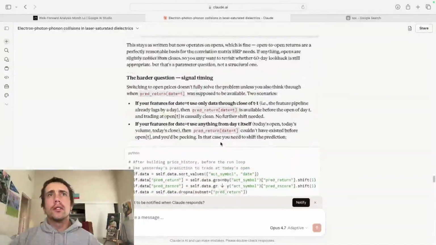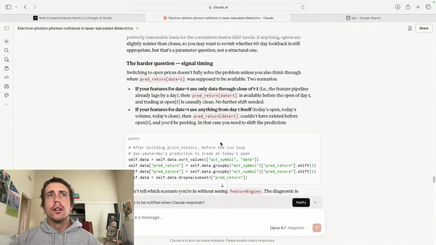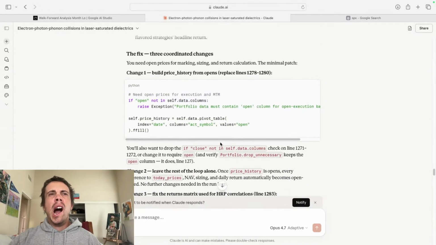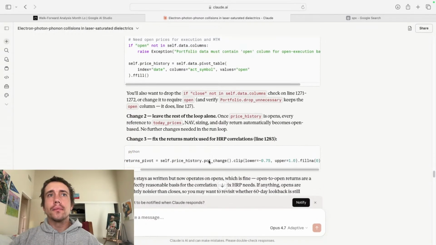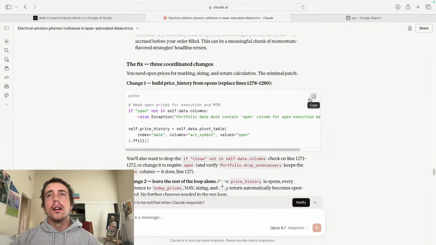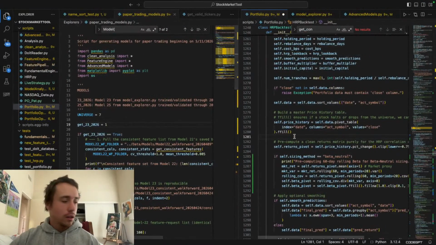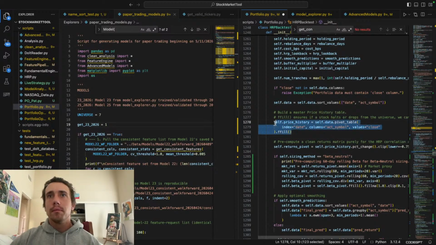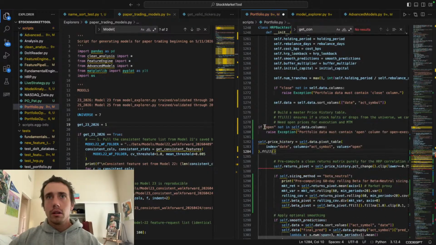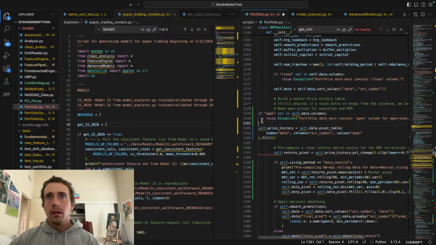So somewhere in here, there's some code to put in. What is this? Change 3. This stays as written. That doesn't seem like a change to me. Build price history from opens, 1278 to 1280. That's these lines. So that's what I just had in there.